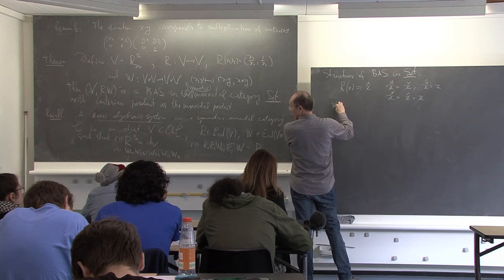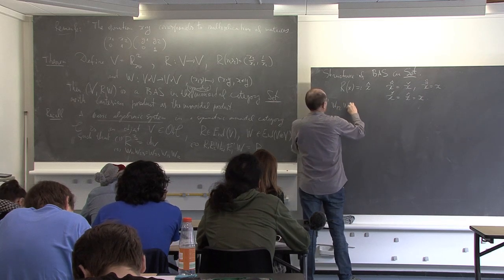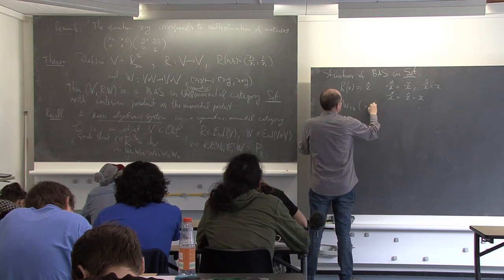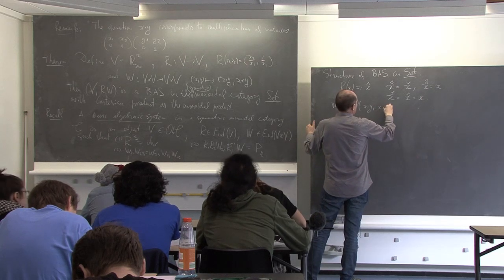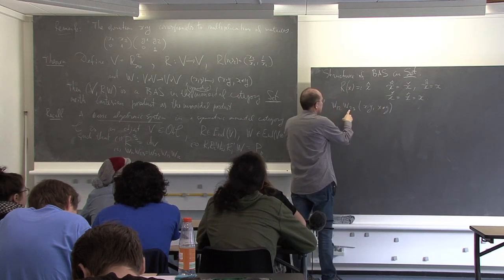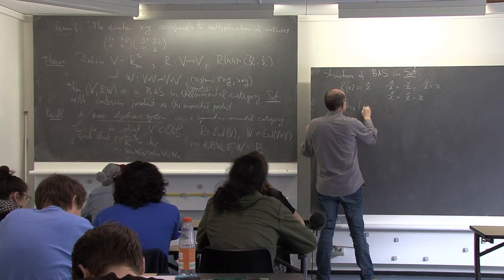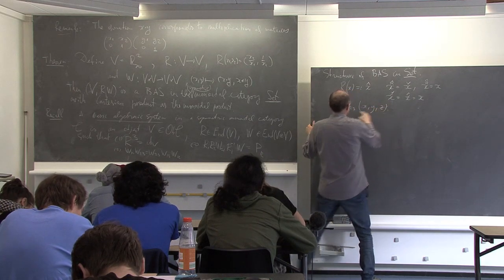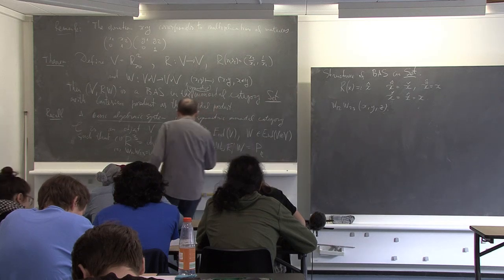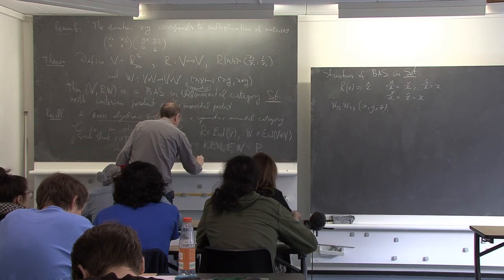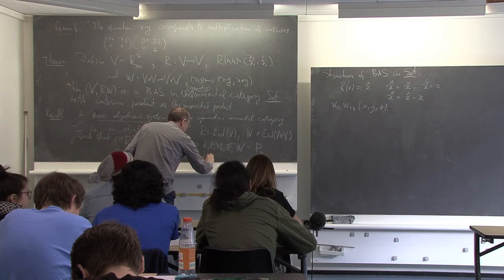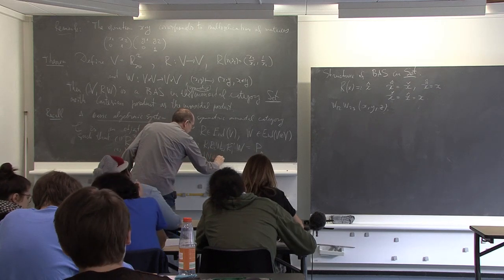So W1,2, W2,3, x dot y, x star y. So I apply x, y, z. So we need 3 arguments. This is in the endomorphism of V tensor V.